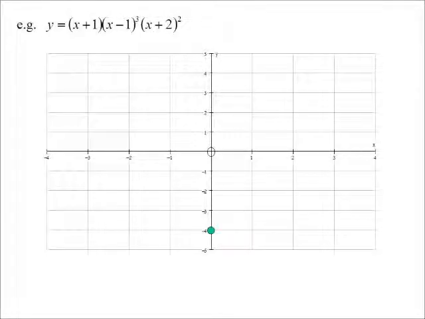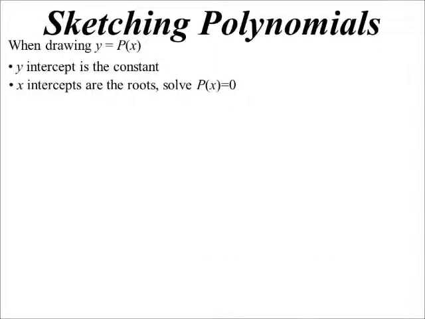So let's use this one as an example. Now I don't have to expand the whole thing out to work out the constant, because I know that when I do expand it out, it's always going to be the constant times the constant and so on. So this one's going to be 1 times negative 1 cubed times 2 squared, which gives me a value of, let's plot in our y-intercept of -4.